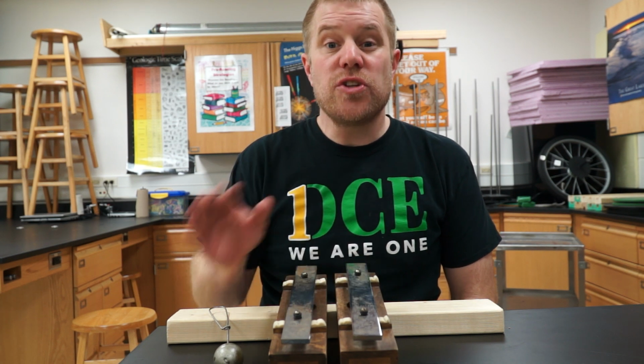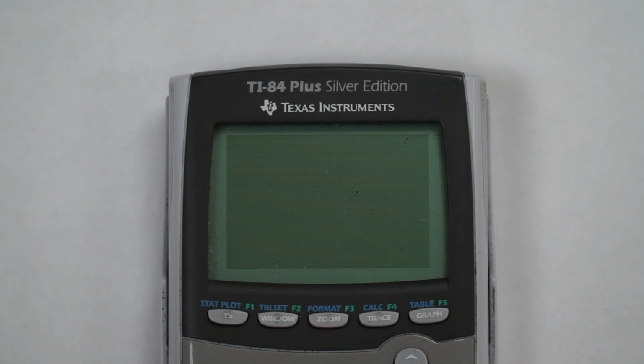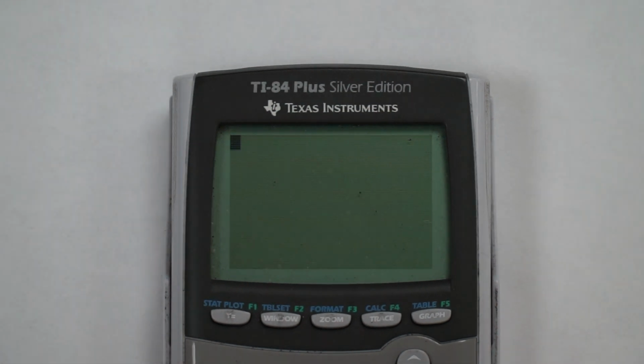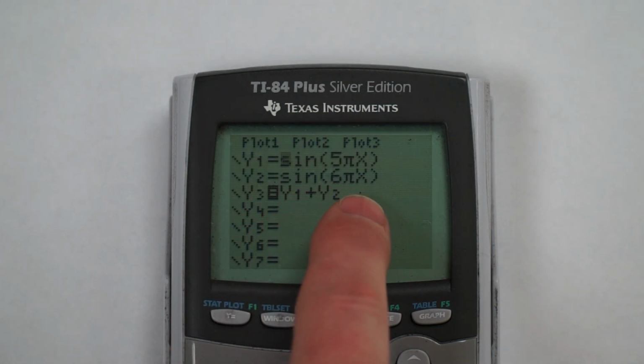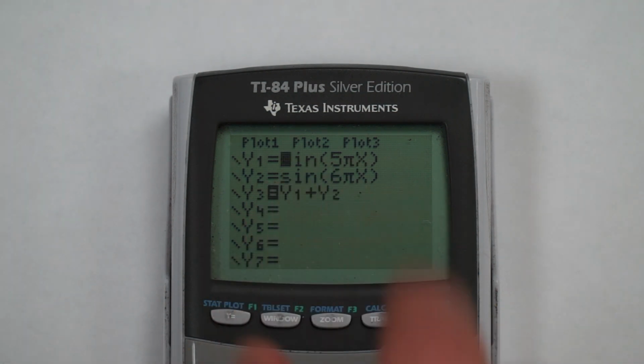All right. So let's look at what that looks like on a calculator as well. We're going to look at how the graph looks for a beat frequency. What I'm going to do is graph two frequencies at the same time. Here I have two sine curves that I'm going to graph at the exact same time, and I'm going to add them together, and we're going to see how those two frequencies play together.